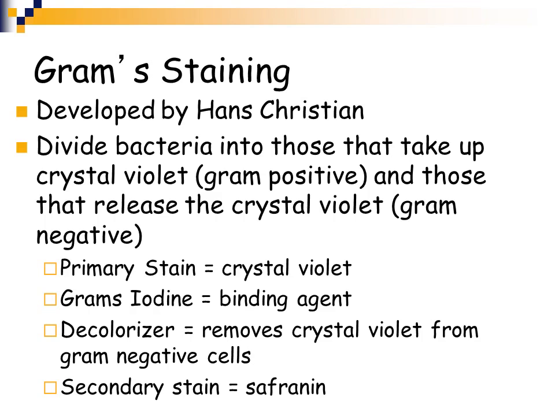So for gram staining, you have your primary stain, which is crystal violet. You have Gram's iodine, which is the binding agent. You have a decolorizer, which is an alcohol that's going to remove the crystal violet from gram-negative cells. And you have a secondary stain, which is your safranin.